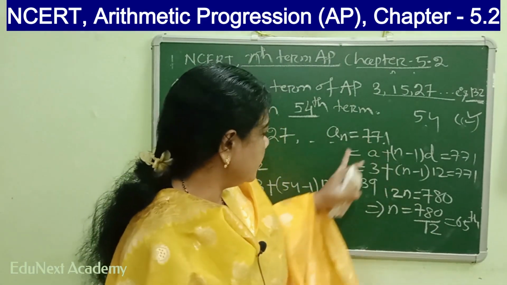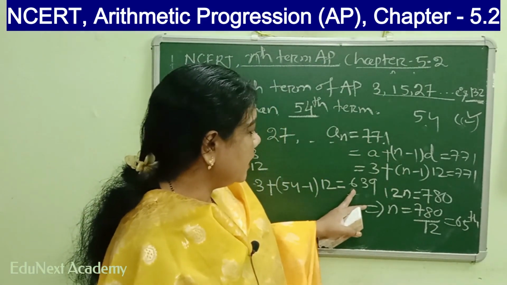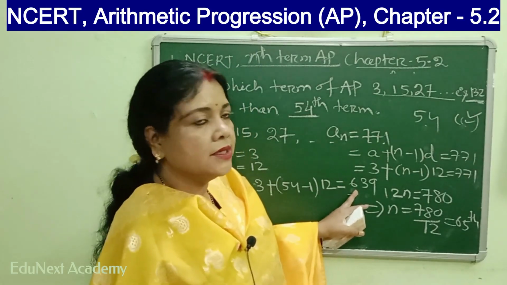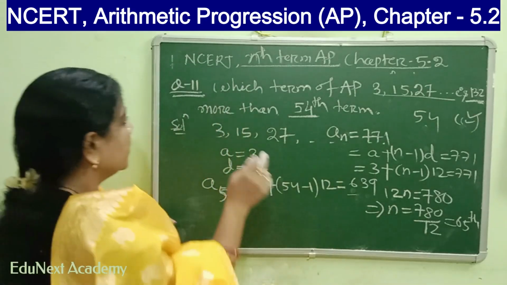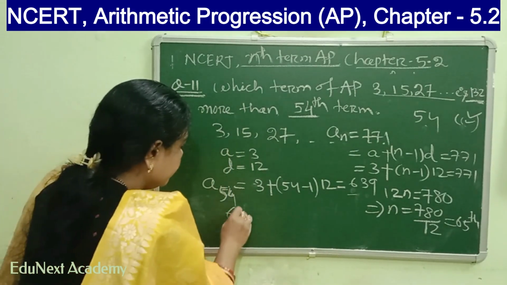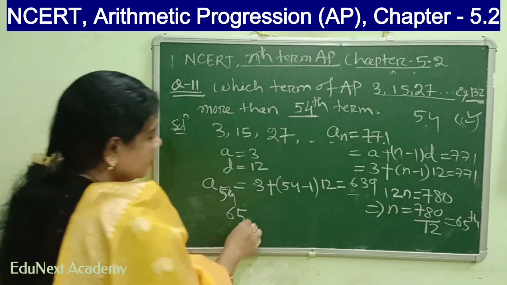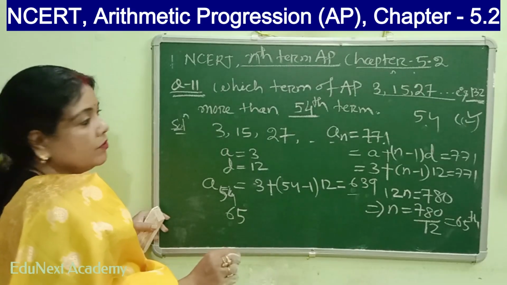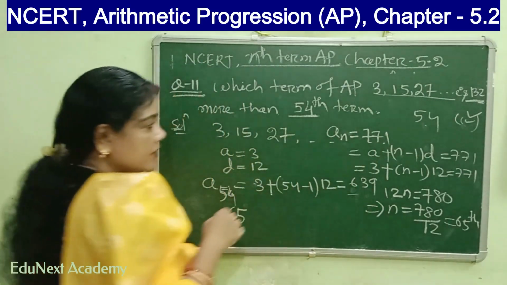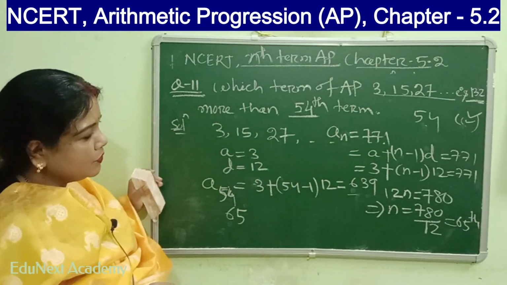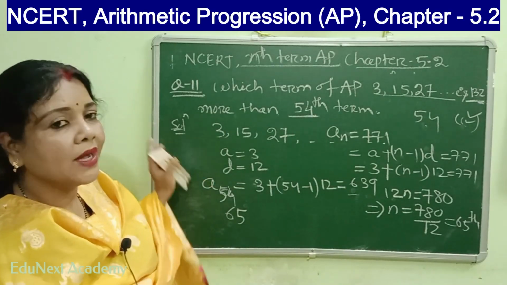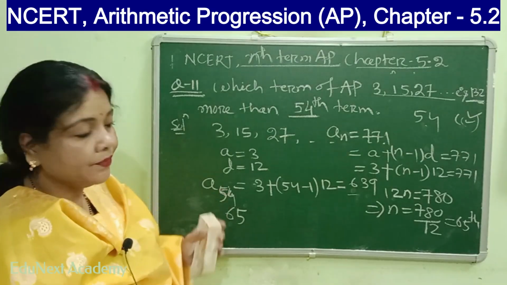Now the 65th term, the value is 771. That 771 is more than 132 from 639. So which term? The 65th term, whose value is 132 more than the 54th term of the sequence. So now you see how critical it is. You have to solve it mindfully.